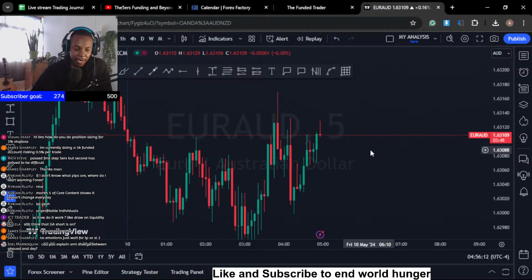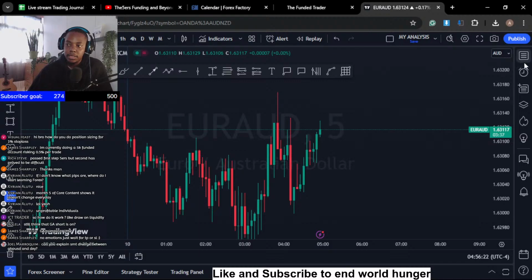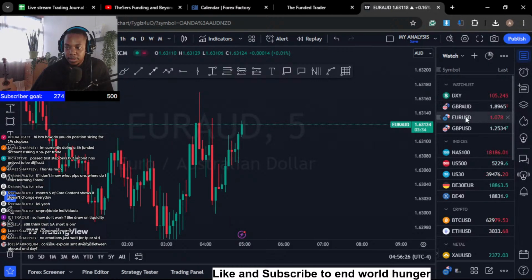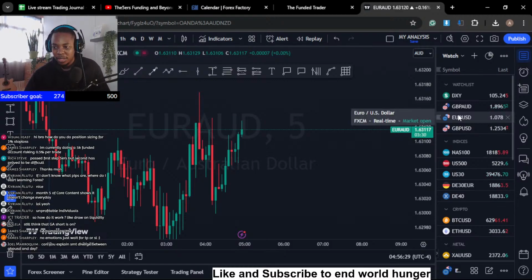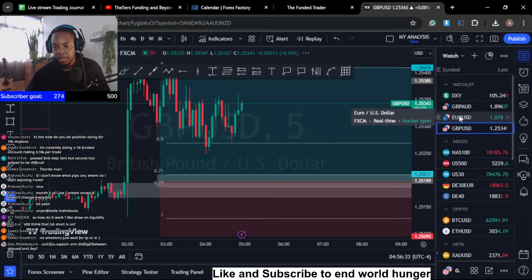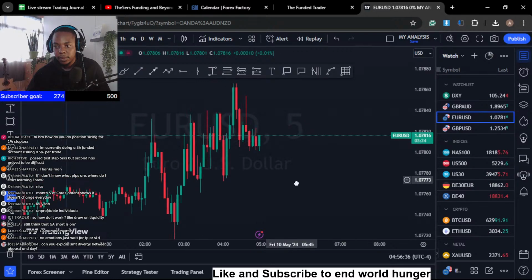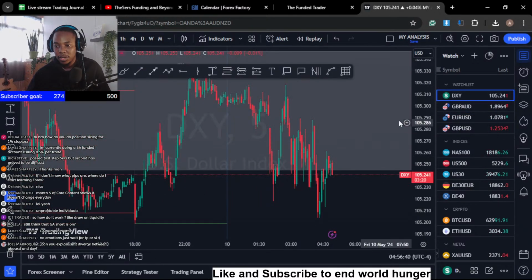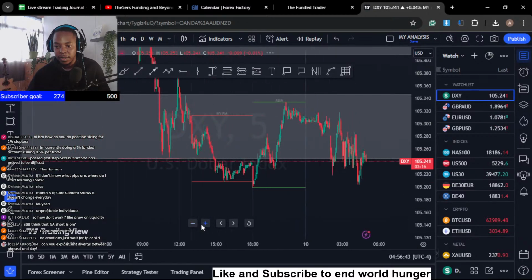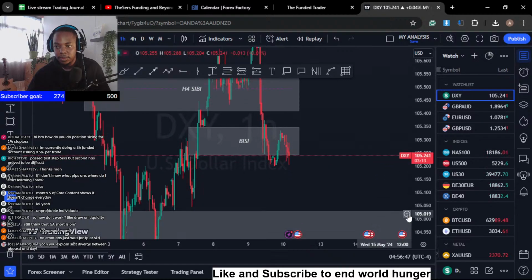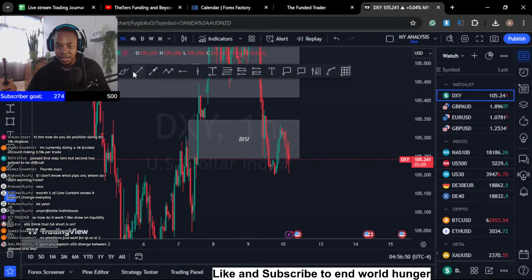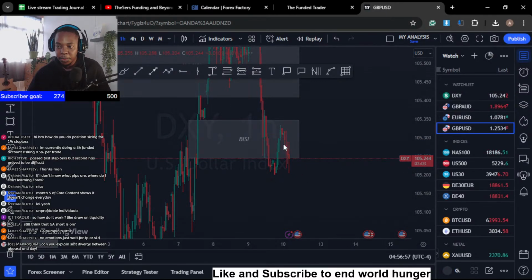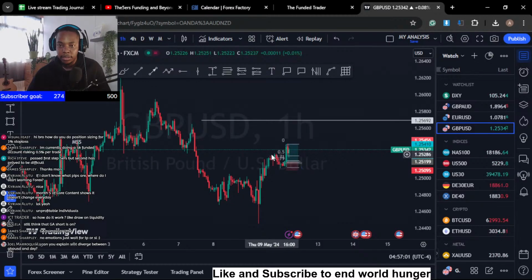Can you explain SMT divergence between GBPUSD and DXY? When I look at SMT divergence, I look at EuroUSD. You have to look at the correlating pairs, GBPUSD and EuroUSD, right? Because if you're looking at the SMT here, it has to be vice versa. If the dollar is taking out lows, the GBP should take out highs, right? Yeah, as you can see there.